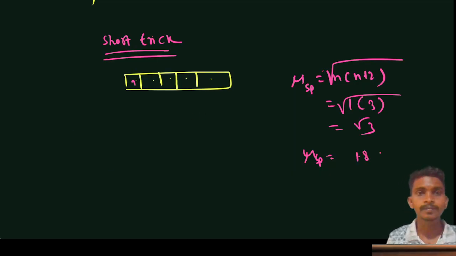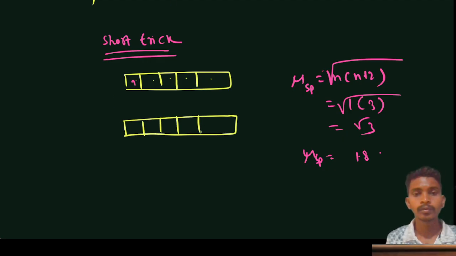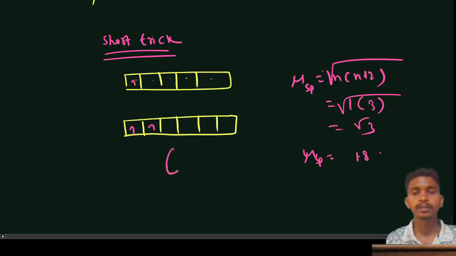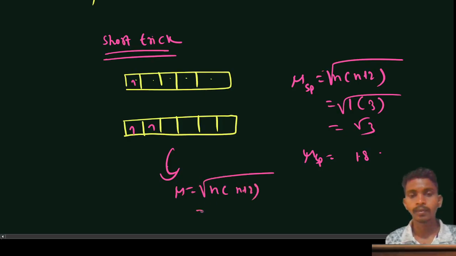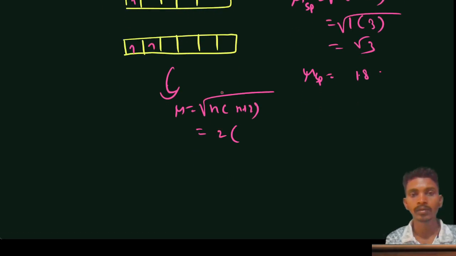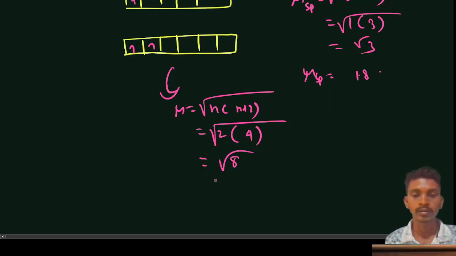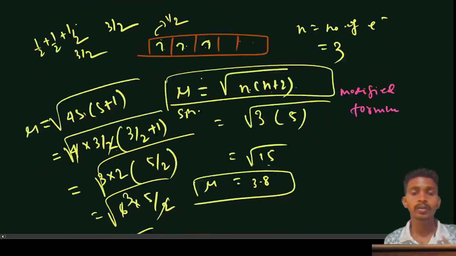How I am saying that: see, if it is here, let's say 2 electrons are there, then the spin only magnetic moment will be, similarly, we calculate n into n plus 2, that is 2 into 4, that is 8. So we are going to get some value. So this is going to be 2.8. So how am I actually calculating it?